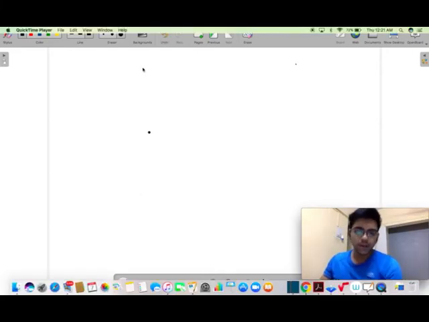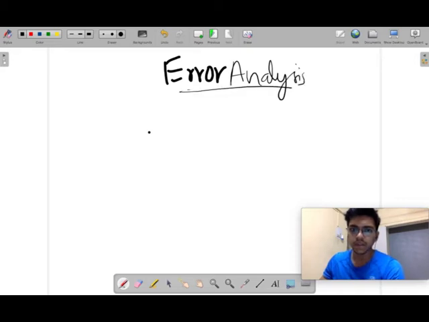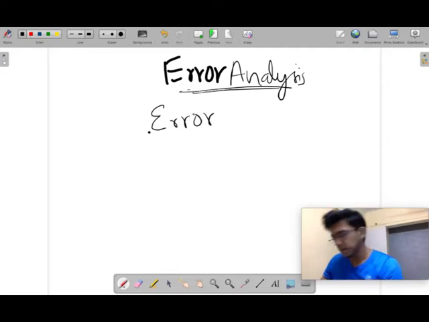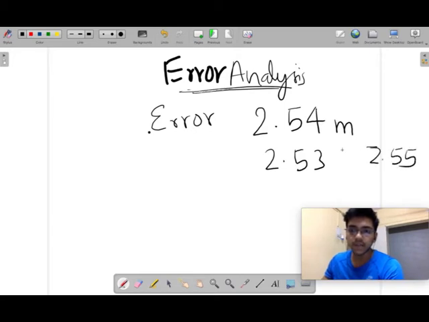So what's up, guys? Now we will start with the next topic, which is error analysis. Okay, let's try to understand what exactly error is and why we should even study it. While conducting experiments, you would have seen that any number that you report, say you report a reading as 2.54, you are not really sure whether the number is 2.54. It could be 2.53 or it could be 2.55, right?